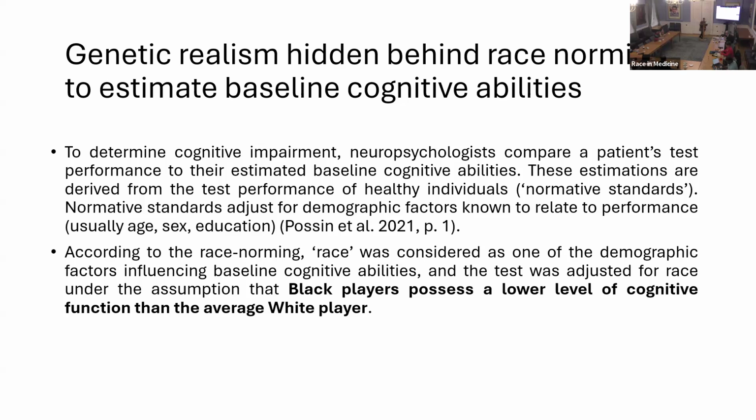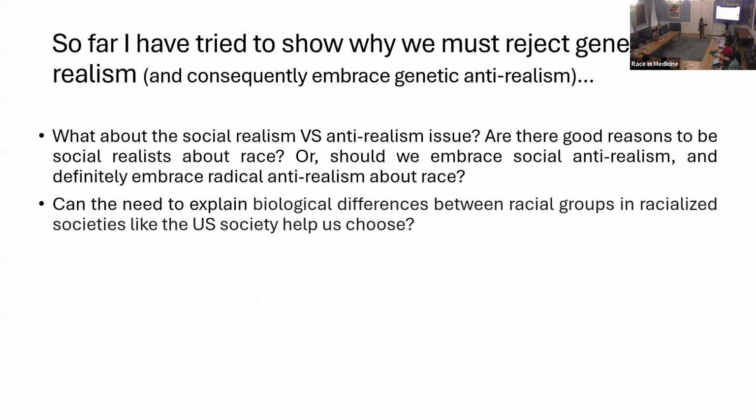Fortunately, this story ended well because there was a lawsuit. After this lawsuit in 2021, the NFL agreed to remove race norming from the cognitive test. And so the retired Black athletes could also receive this compensation. So far, I have tried to show that we need to reject genetic realism and so embrace genetic anti-realism consequently.